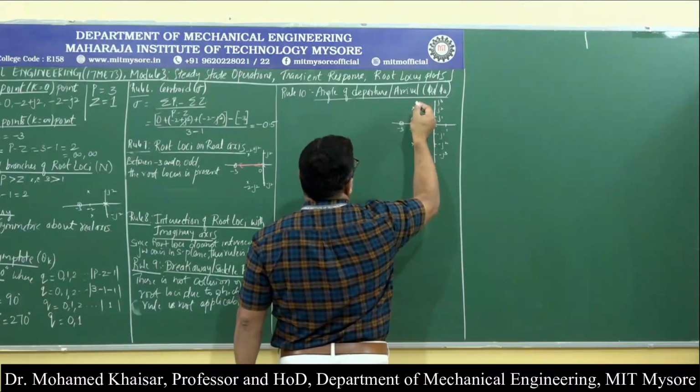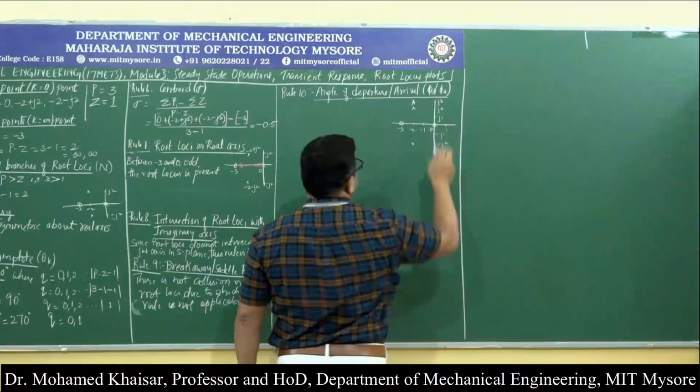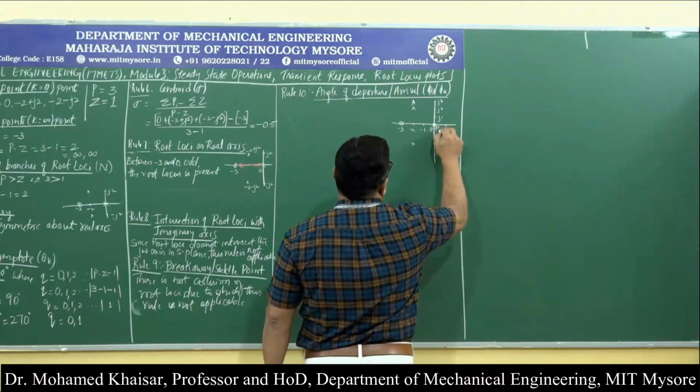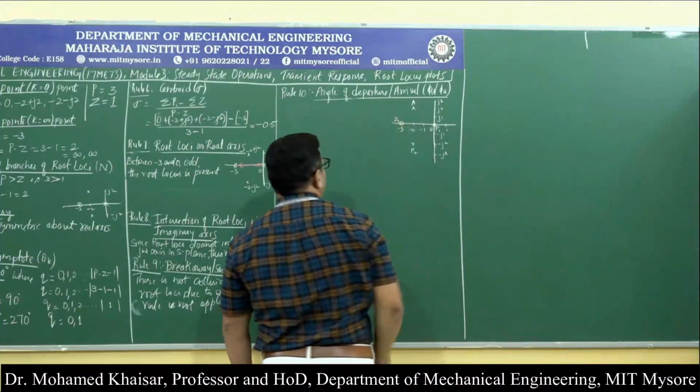We will first try to find the angle of departure for this pole. We will name this pole as A, this as P1, this as P2 and this as Z1. This is a 0, so Z1.